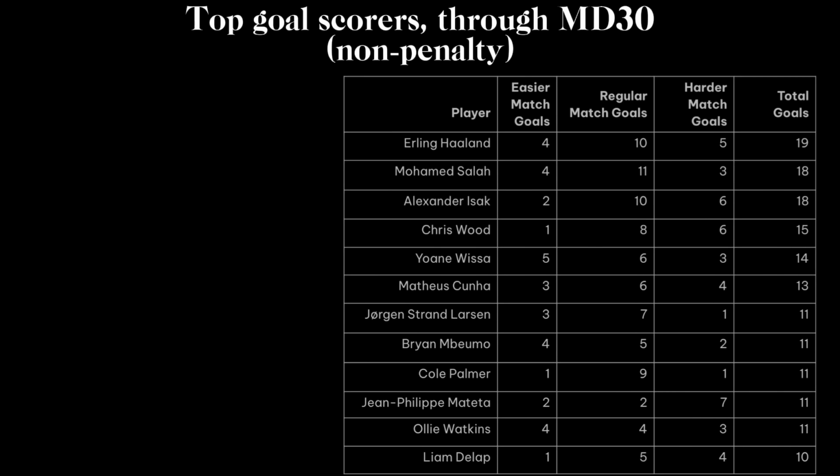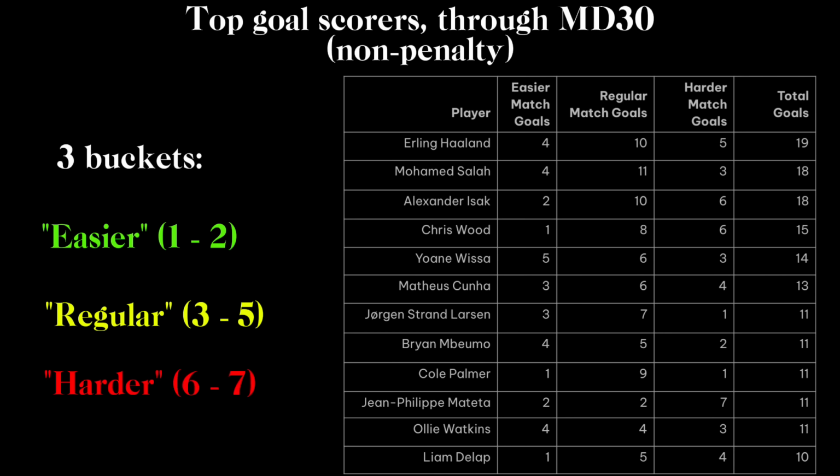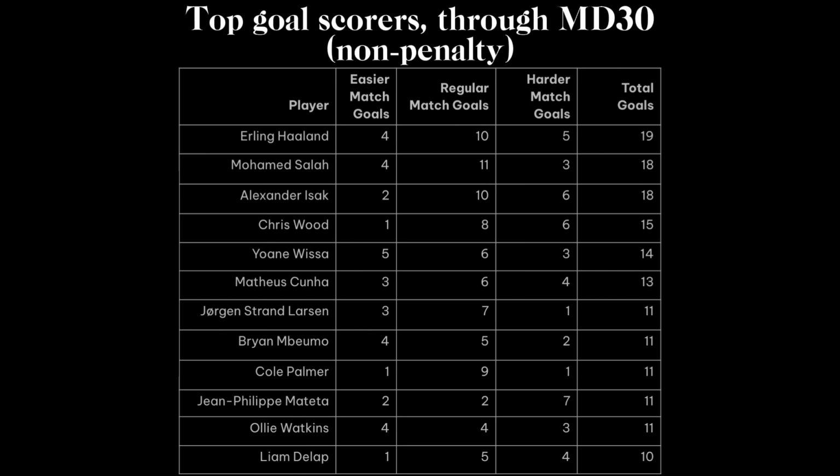Here's how it looks if we add the information about game difficulty. I divided games into 3 buckets: scores between 1 and 2, scores from 3 to 5, and scores from 6 to 7. How does it change our perspective?